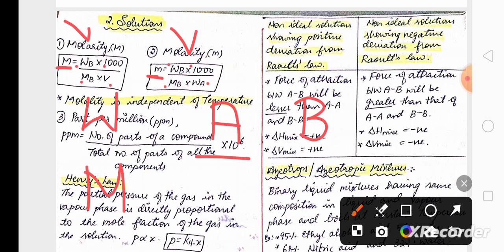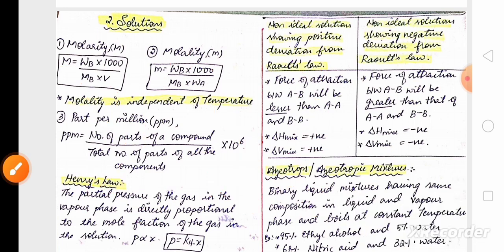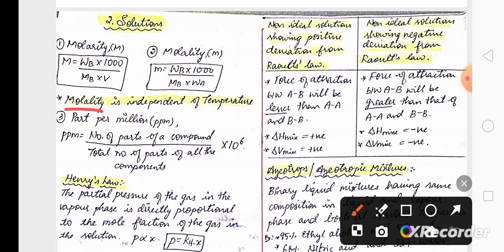The component taken in large quantity is called solvent, and the component taken in small quantity is called solute. So WA is the mass of solvent and MA is the molar mass of solvent. Similarly, WB is the mass of solute and MB is the molar mass of solute. Among molarity and molality, molality is independent of temperature.